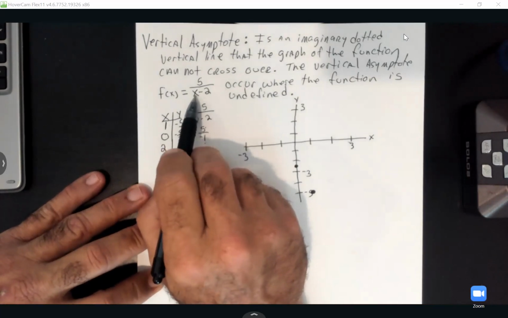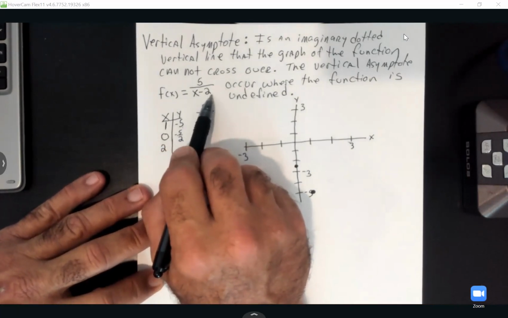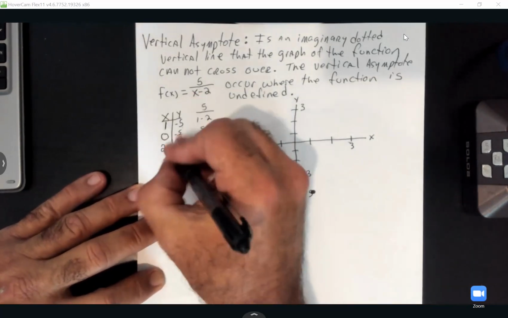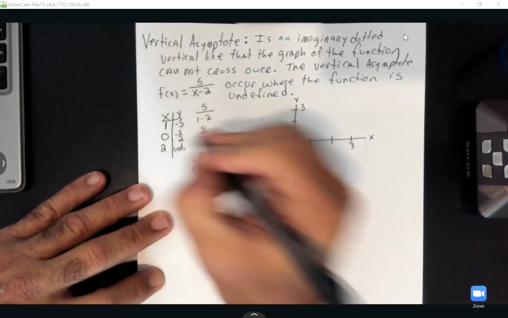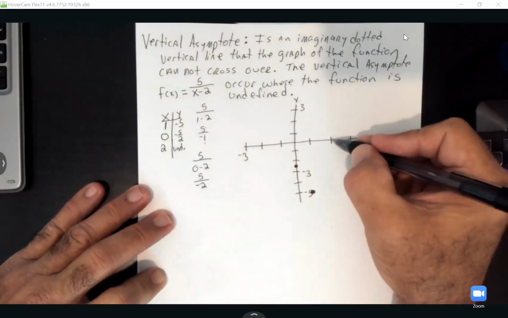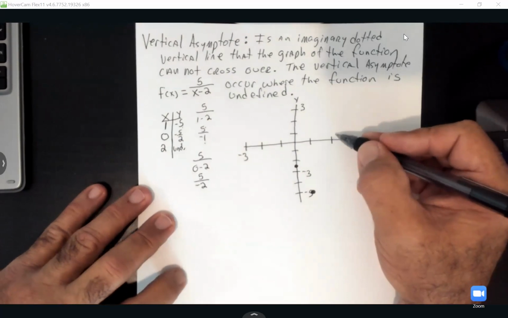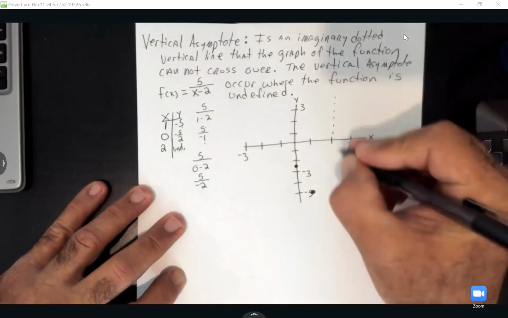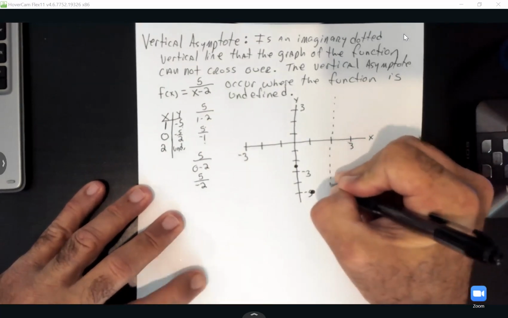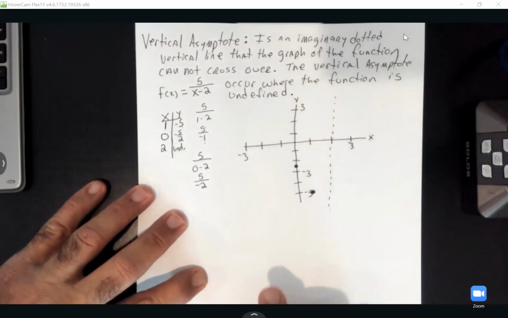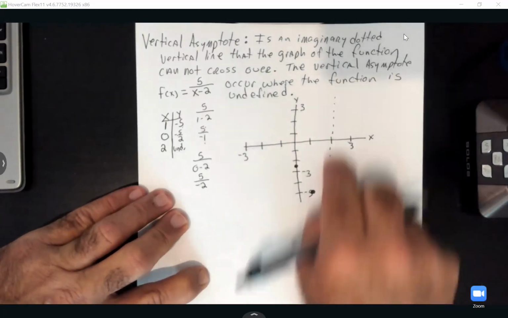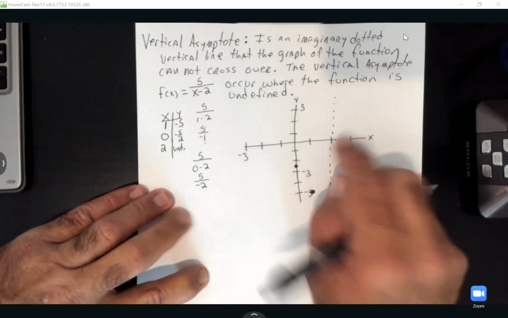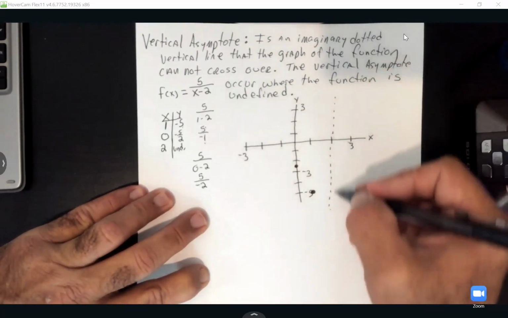If I put a 2 in here, 2 minus 2 is 0 on the bottom. 5 divided by 0 is undefined. So when x is 2, I can't put a mark on here because it's undefined. So this is where I would draw my imaginary vertical line. That means my graph cannot cross this line at all because it's undefined when x is 2, okay? So that's what I'm talking about, a vertical asymptote.